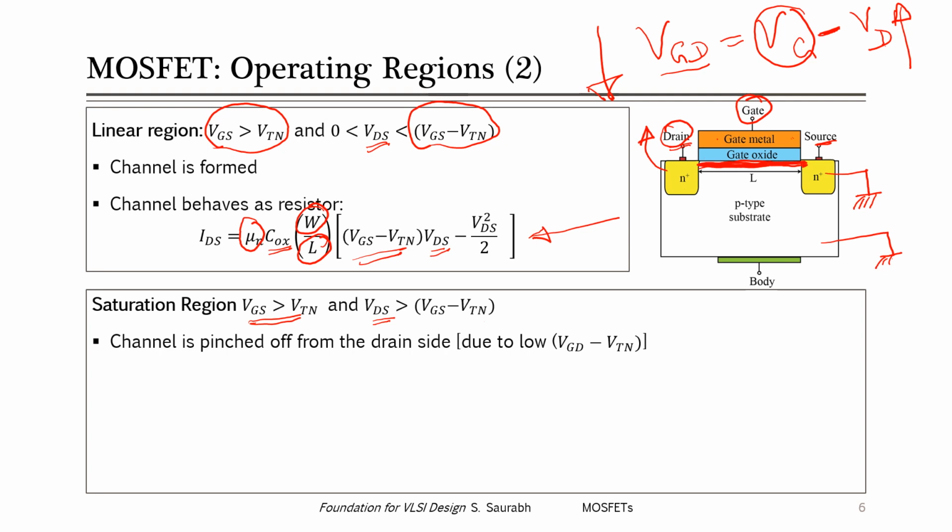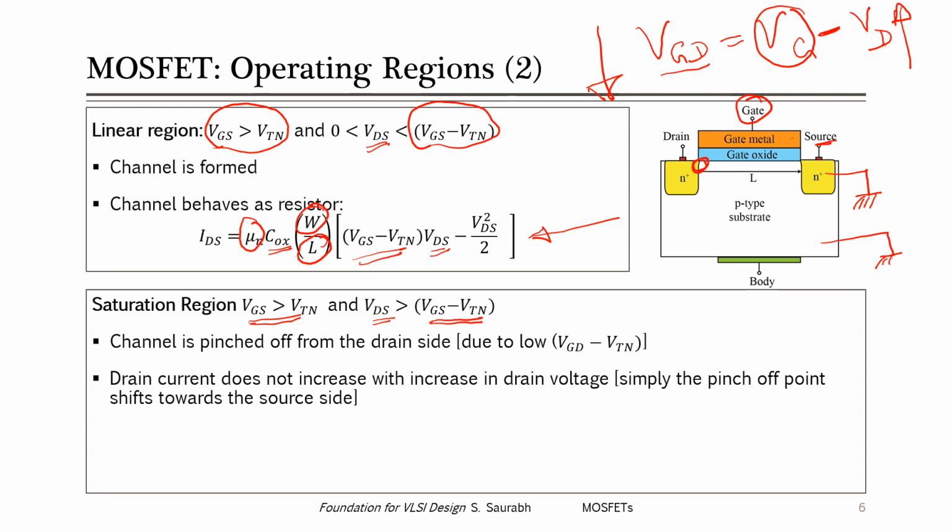So when drain voltage becomes sufficiently high and VDS is greater than VGS minus VTN, the channel gets pinched off, meaning that in the region in the vicinity of the drain, we do not have a channel. So the channel gets pinched off from the drain side, not from the source side. The transistor will not turn off, but the drain current does not increase with increase in the drain voltage.